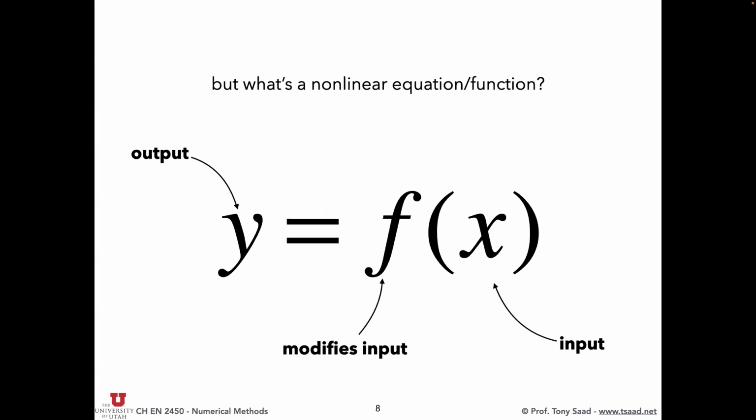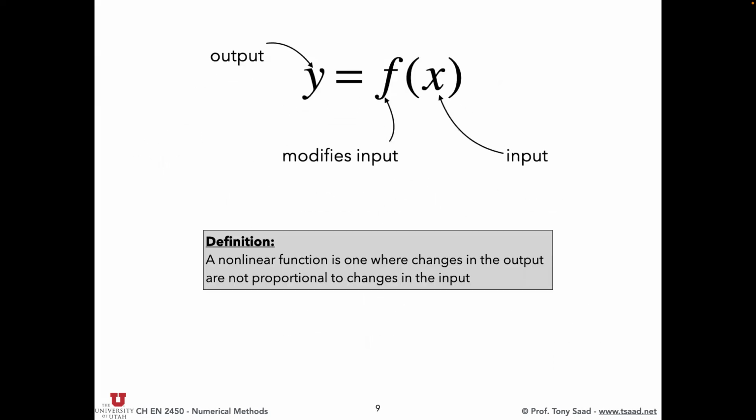This is one great definition of nonlinear equations: when you think of a function, think of the function as a black box that processes some input. You give it input through this x variable here in parentheses. The function modifies the input in some way. It can take the log, it can take the cosine, whatever it wants, and then produces an output. A simple definition for a nonlinear function is one where changes in the output are not proportional to changes in the input.